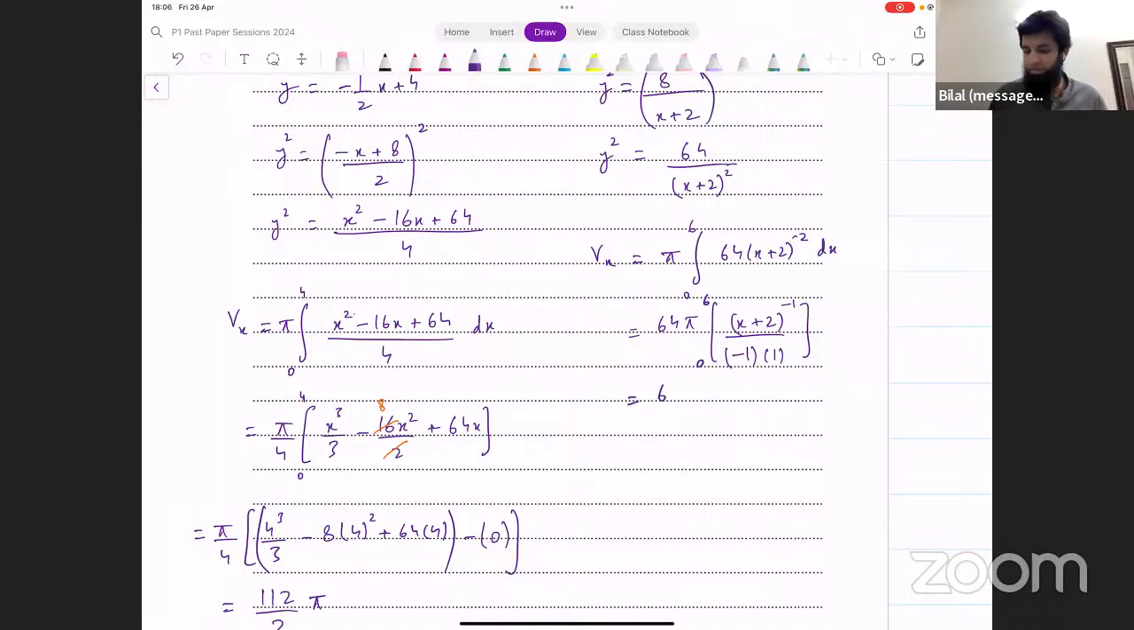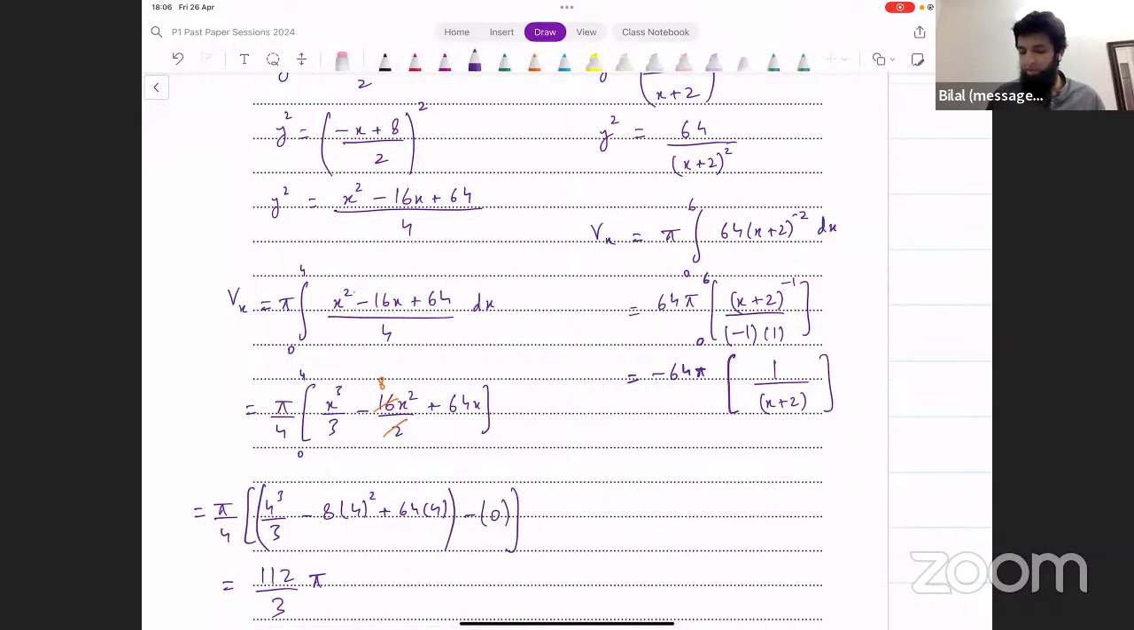It becomes, this is negative, right? Let's write that negative outside. So it becomes minus 64 pi. And then we have 1 over x plus 2 inside, right? This is negative 1. We can take that to the denominator and write this as x plus 2. Let's input limits now from 0 to 6. Minus 64 pi remains outside as it is. Inside, we input 6, and that gives us 1 over 6 plus 2. Subtract from that the case when you input 0, and that gives us 1 over 0 plus 2.